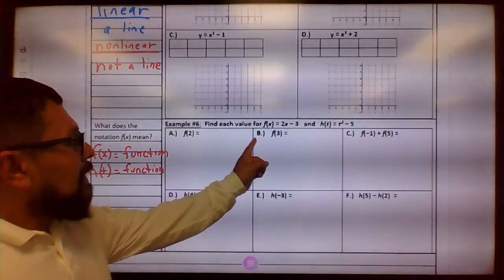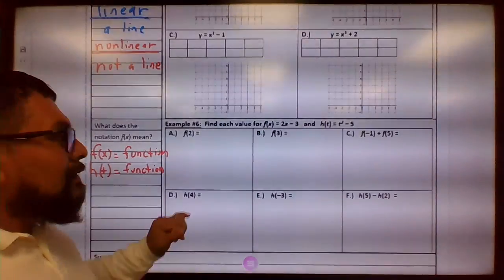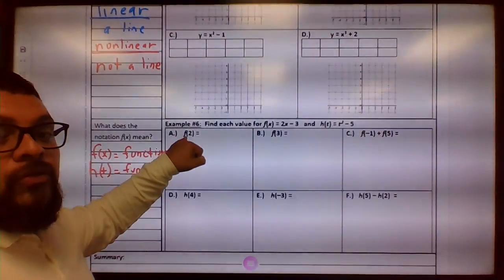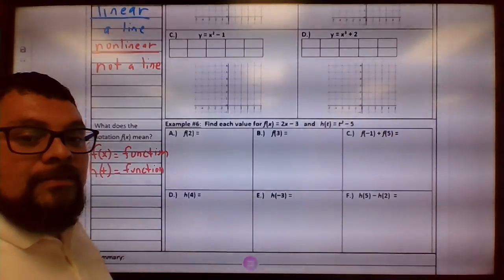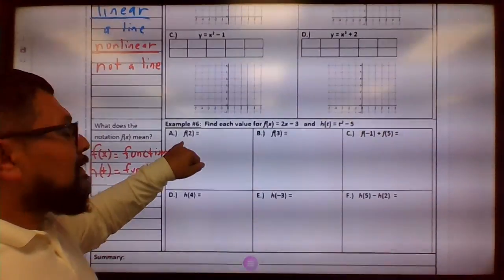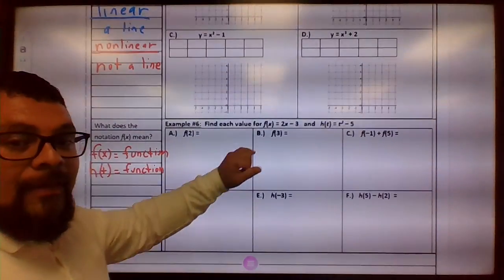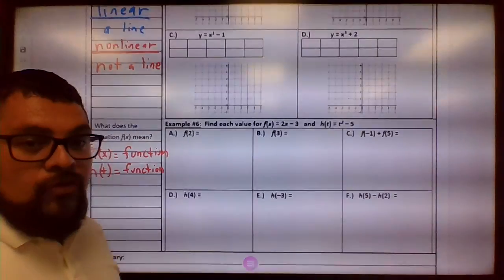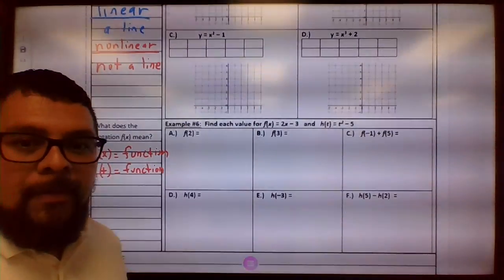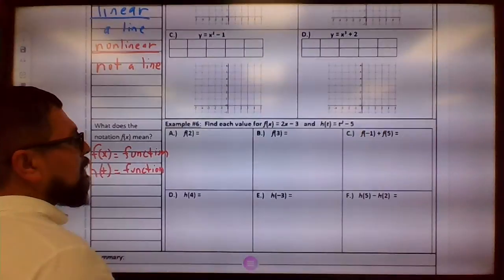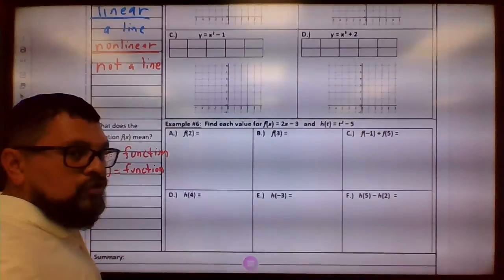So when you read these, f of 2 means, what is f of 2? What is y when x equals 2? That's what that means. Let me repeat it again. F of 2 means, what is y when x equals 2? So what you do is you substitute. Let me show you so you can see that a little bit better. F of 2 means, wherever you see an x, you put in a 2.